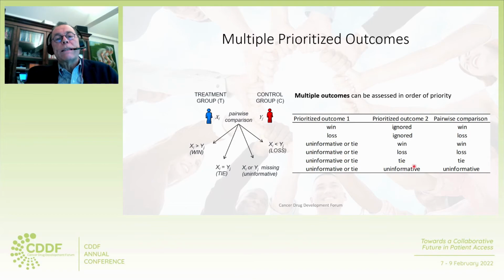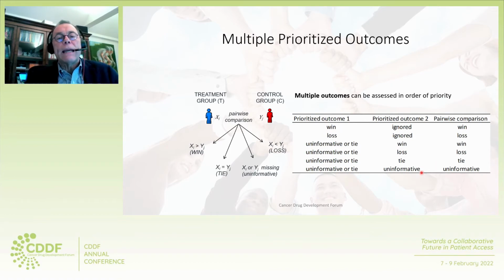And the other extension that's very important is that we can do this for multiple outcomes. If we have multiple outcomes, as I said, we can order them by descending order of priority. And then we look at the first outcome. If that first outcome allows us to classify the pair as a win or a loss, we're done. If not, in other words, if the first outcome makes this an uninformative pair or a tie, then we have to go to the second outcome. And the second outcome might then help us to classify the pair as a win or a loss.